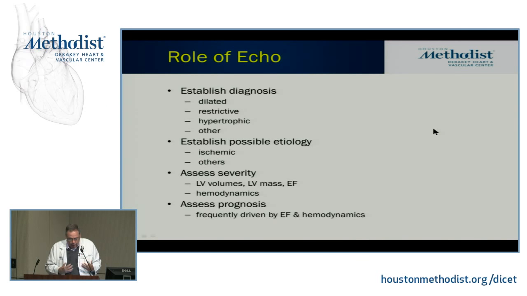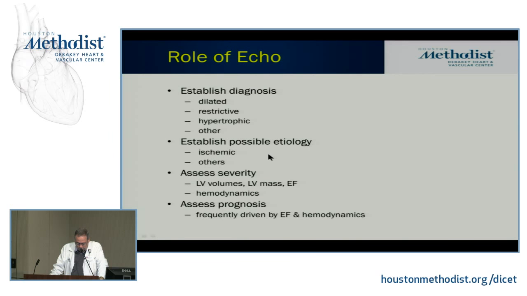Now, echo helps us to establish a diagnosis. Something is wrong. Hey, this is not a normal ventricle. And then it gives us some sort of classification in a general way. Either it's a big heart that doesn't contract well, which would be the dilated kind, or the restrictive kind, or hypertrophic. And then you have some of the other ones that don't fit any specific classification.